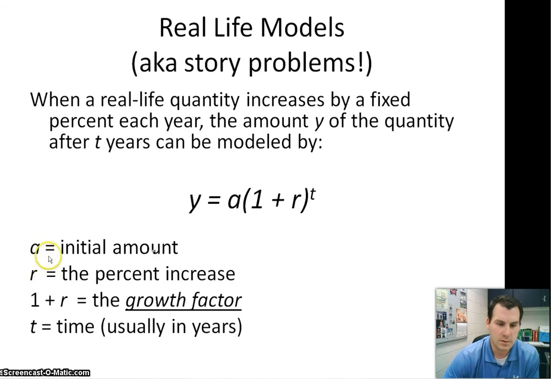The a in this equation stands for the initial amount. What did you start with? How much? R is the percent increase. Now it says percent increase, but the number you want to insert here is always going to be the decimal version. So for example, if you had 8%, 8% translates to 0.08 as a decimal. That's the number you put in. If you look at 1 plus r together, we call that the growth factor. And t, that's the time. So usually you do this in years. So over the next 5 years, you want to look at how something grows. That's usually in years.